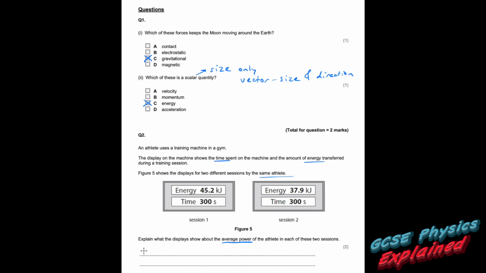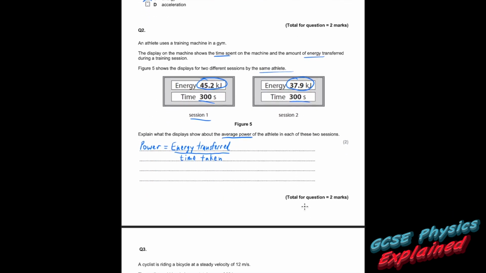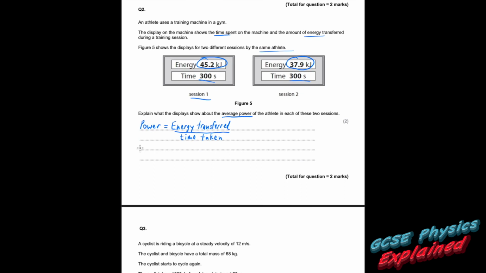So the calculation for power is energy transferred divided by time taken. In session 1, you can see 45.2 kilojoules of energy has been transferred in 300 seconds. And in the second session, it's less energy and it's the same amount of time. So let's make sure we mention all of that. So session 1 is more powerful because it transfers more energy in the same amount of time.